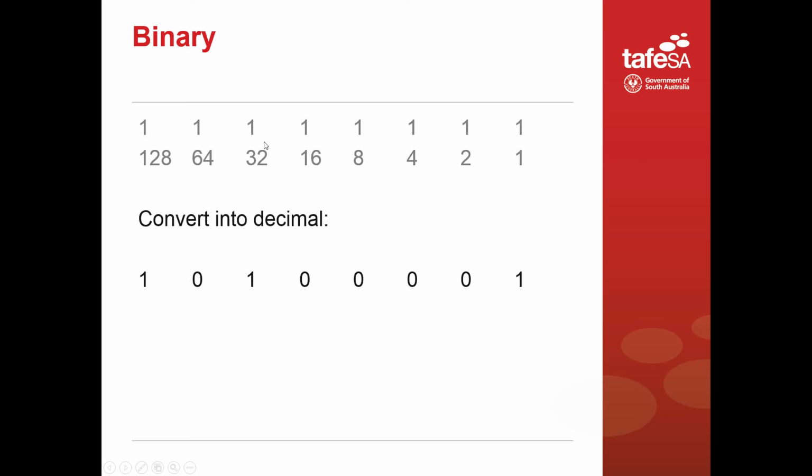This one here, we're going to turn on the 32, 0, 0, 0, 0, and the 1. So we're going to turn on the 1 here. This is what it's going to look like: 128 plus 32 plus 1, because all the rest are zeros. And I worked that out for you. It's 161.